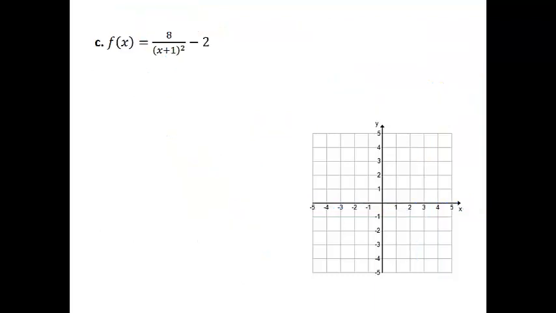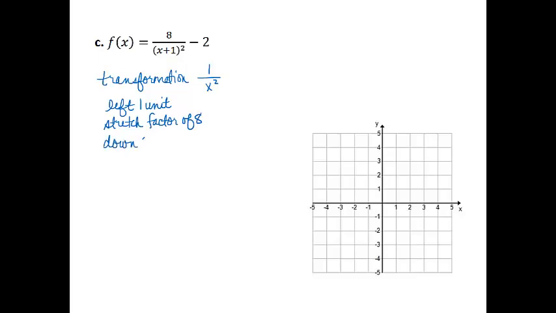And then one last graph, f of x equals 8 divided by (x plus 1) squared, minus 2. So this is a transformation of one divided by x squared, and it transforms it by shifting left 1 unit. And notice that we have a stretch factor of 8, and then shifts down 2 units. So again, what are we transforming? That basic 1 over x squared.